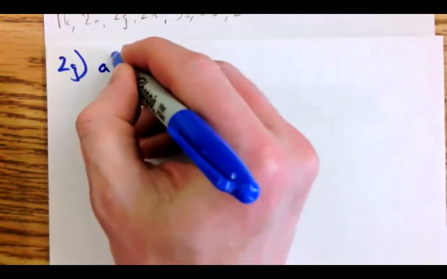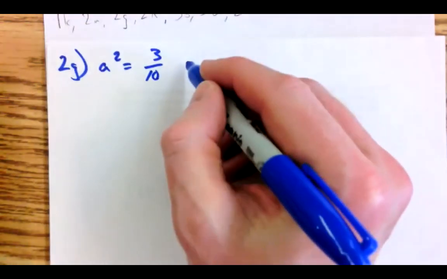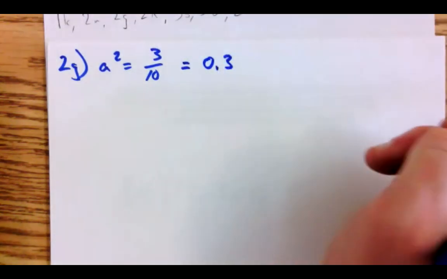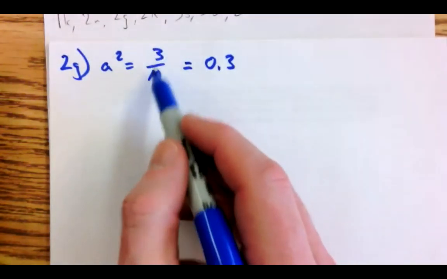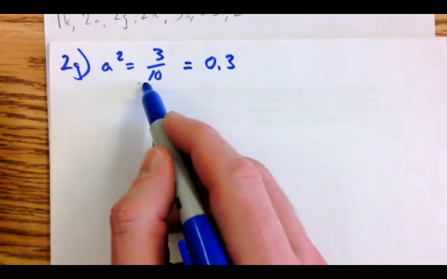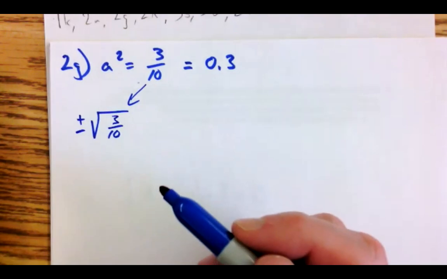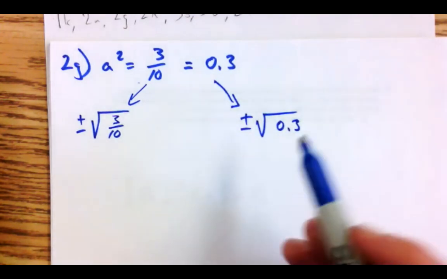So, 2G, a squared equals 3/10. A couple different ways to look at this. If you wanted, you could say this is 0.3 and go that route, estimating that. Or you can stay with the fraction. I'll do both ways really quick. Essentially, you're either going to do the root of 3 over 10, remembering the plus or minus, or the root of 0.3. This one's probably easier.